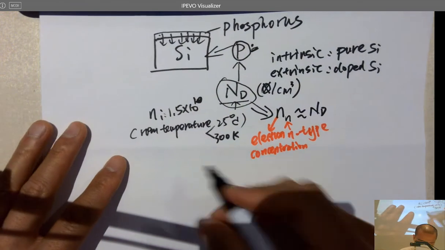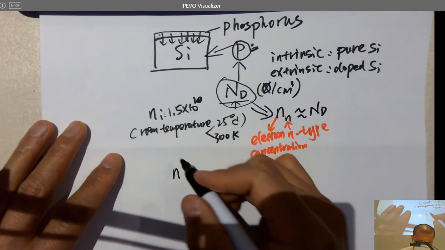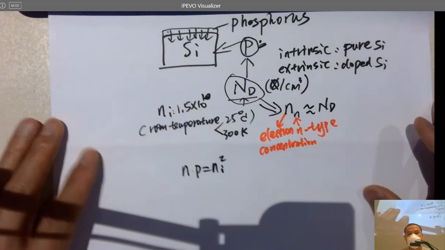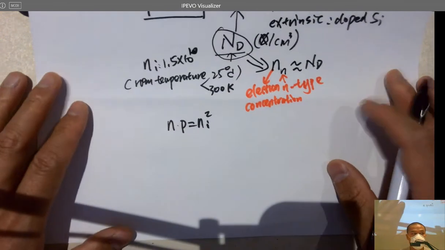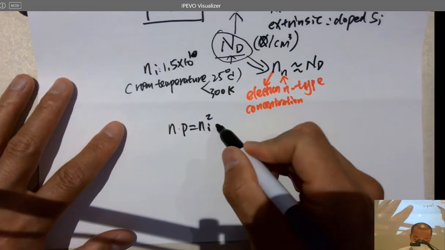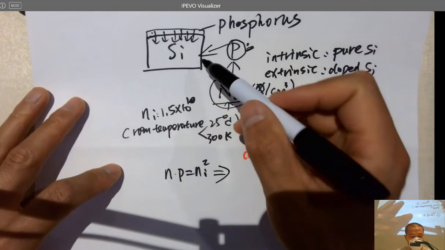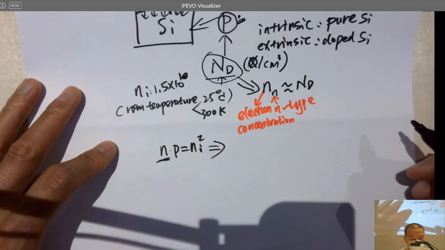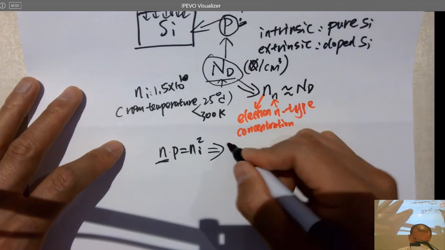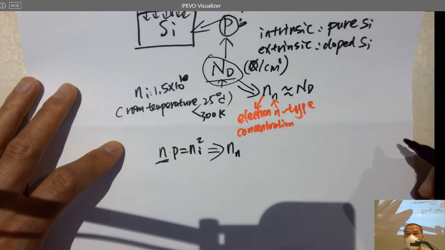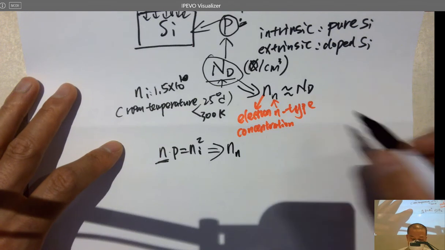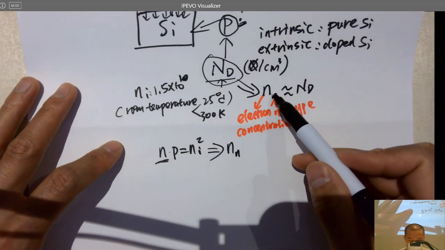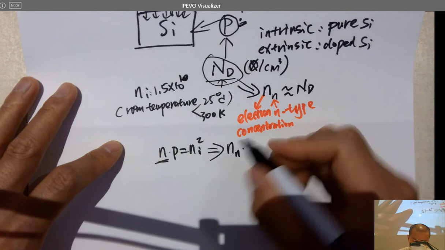Because we know that no matter if it's intrinsic or extrinsic, N times P equals ni squared. That's a conclusion from physics. And this also applies to this phosphorus-doped piece of silicon. So N is the electron concentration, and here it's Nn, and it's given because the donor concentration Nd equals Nn, and that's why we know Nn here, times P.